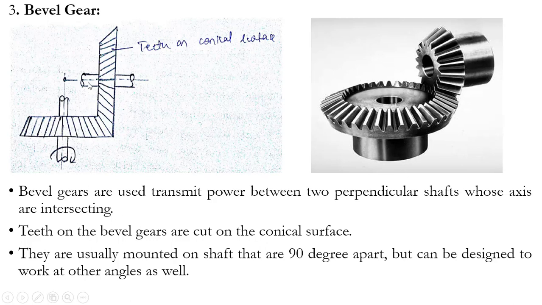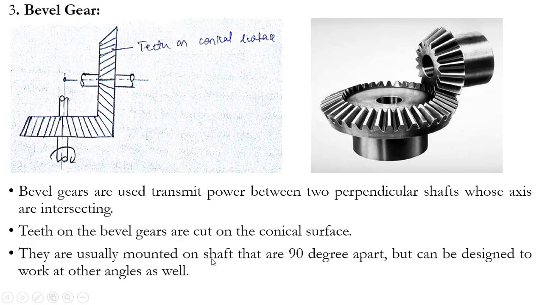Yes, these two shafts are perpendicular to one another, and these are the axes. You all know that an axis is also an imaginary line. You can see that this is a vertical axis, this is a horizontal axis. They will be meeting somewhere here. So the axes of these two shafts are intersecting. Teeth on bevel gears are cut on conical surfaces. Yes, as I said, this surface is a conical surface, and on the conical surface these teeth are cut. Similarly, on this gear also, this should be a conical surface, and on this conical surface the teeth are cut.